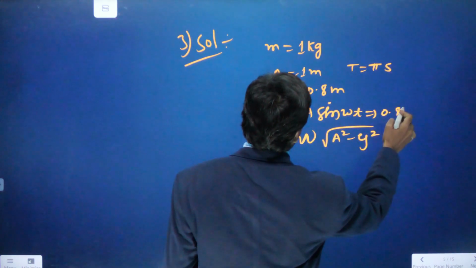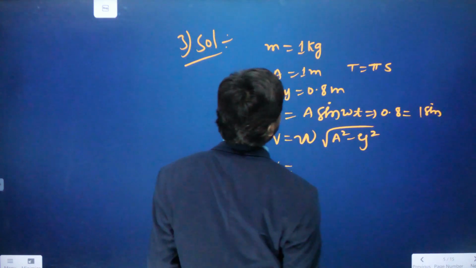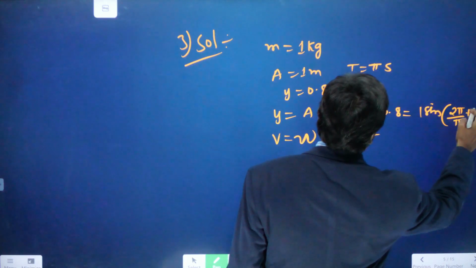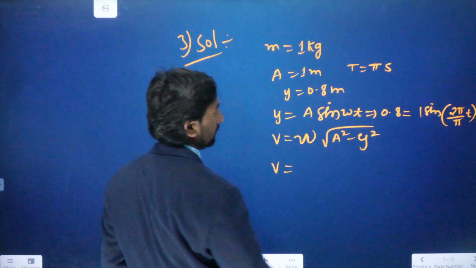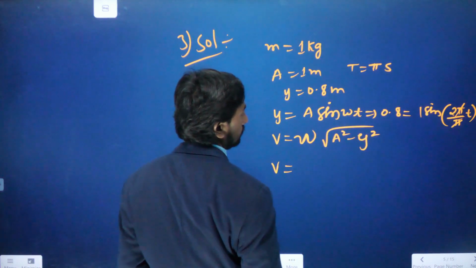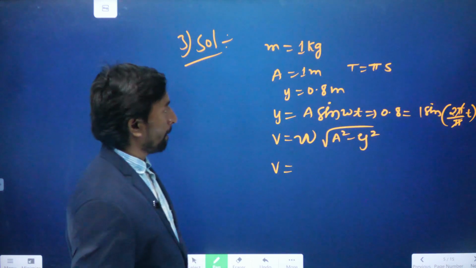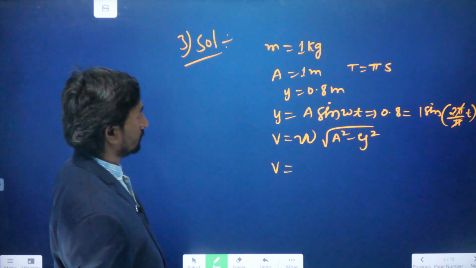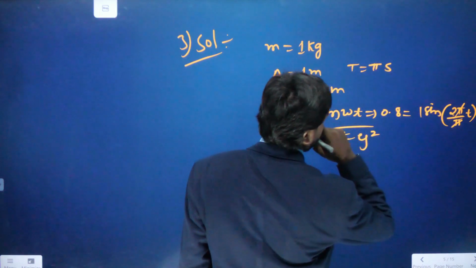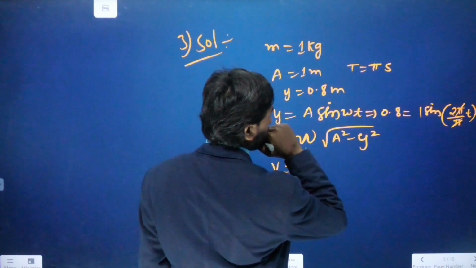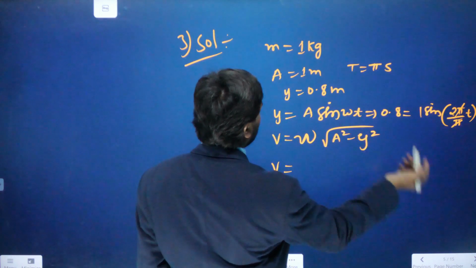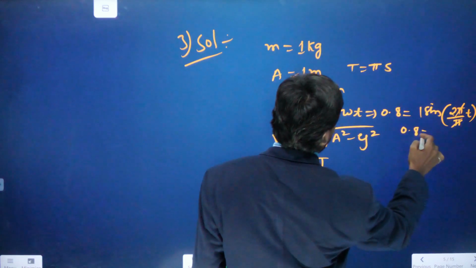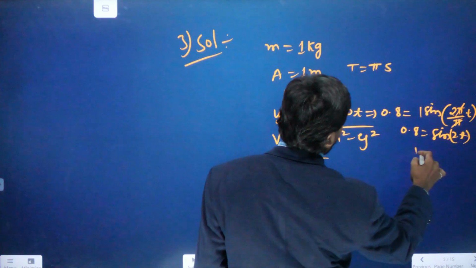We can find omega by using this equation. If you substitute, 0.8 is equal to 1 times sine of 2 pi by T into t, where T is pi, so pi and pi will cancel. Omega is 2 pi by T, so 0.8 is equal to 1 sine of 2t, and from this omega is equal to 2.